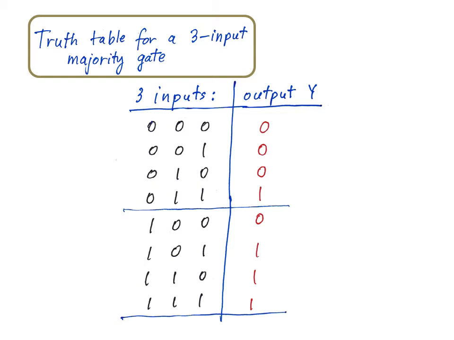This is a truth table for a 3-input majority gate. So there are 8 possible input states, and let me use my laser pointer here. You'll see that 0 is the output when all 3 inputs are 0. 0 is also the output when 2 out of the 3 inputs are 0, etc.